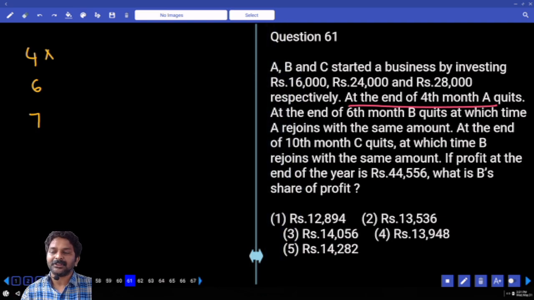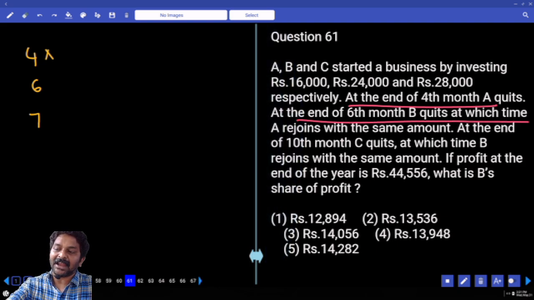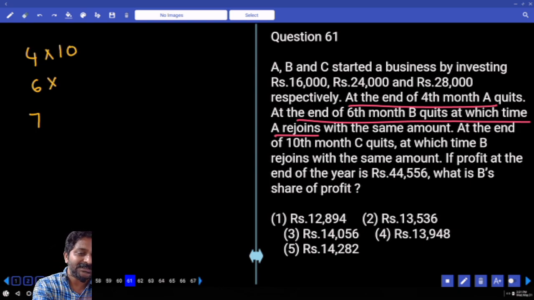At the end of the 4th month, A quits. That means from the beginning of the 5th month he is not going to be there, correct? At the end of the 6th month, B quits, at which time A rejoined. He is going out after 4 months and coming back after 6 months. That means A is not there for how many months? That means he will be there for the rest. Now the latest point you know is B left at the end of the 6th month.